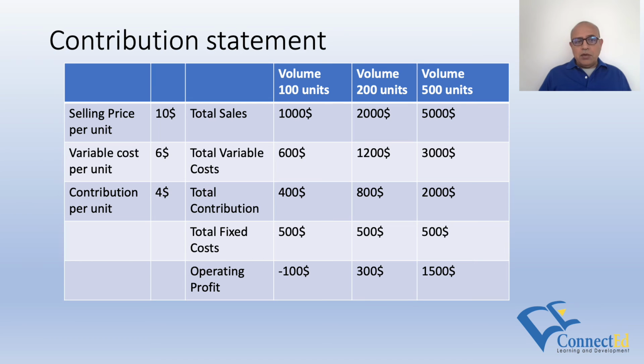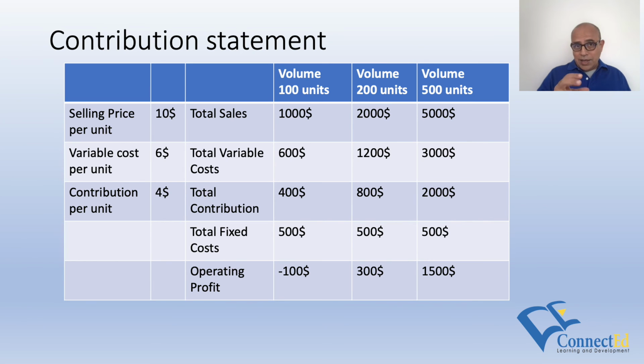And now suppose I bring the fixed cost into the picture. Now you see in this slide, the top part is pretty much the same. The last two rows now show two additional items. One is the total fixed cost, which is 500, and you see this 500 doesn't change with volume. So it remains 500, whether the volume is 100 units, 200 units, or 500 units. And accordingly, the operating profit is minus 100, a loss actually, at 100 units, and it is 1500 at 500 units.